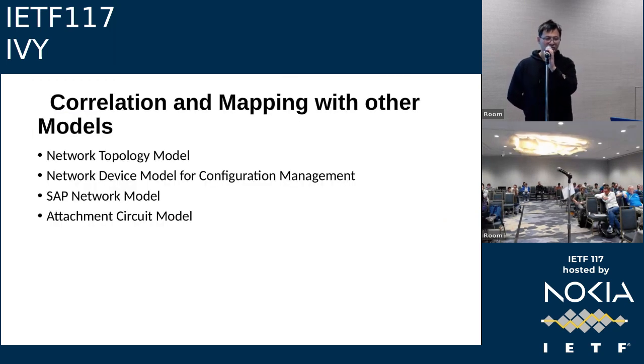So I want to talk a little about correlation mapping with other models. I'll give several examples: for example, network topology and network device for configuration management, SAP, and attachment circuit model. Next.